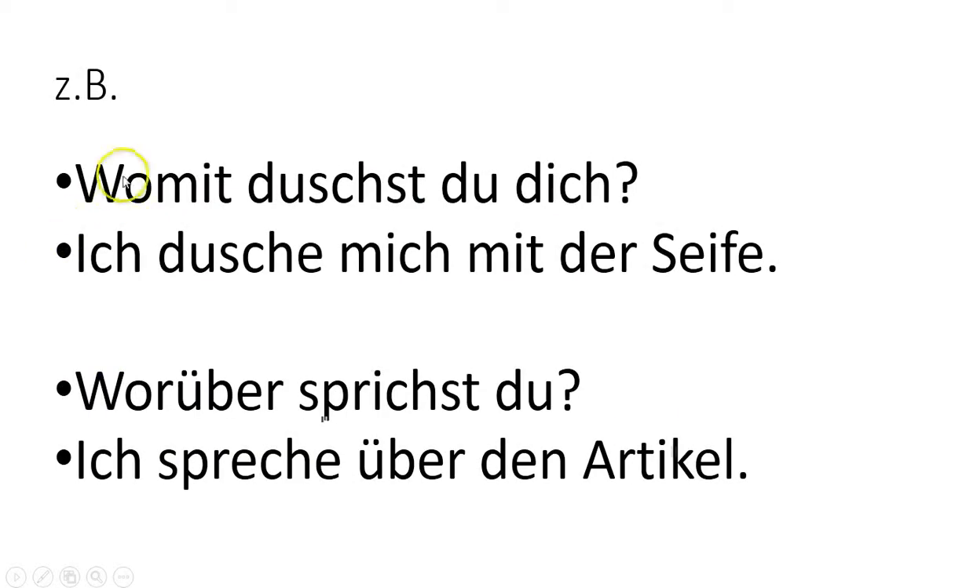Zum Beispiel, womit duschst du dich? So with what, that's what we're saying. Wo isn't where, but with what do you shower yourself? It's a reflexive verb, but with what do you shower? Ich dusche mich mit der Seife. So here we go, mit. Womit? What do you shower with? I shower with soap. So womit, you should have a prepositional phrase answering that, utilizing that same preposition. With what do you shower? Well, I shower with the soap.